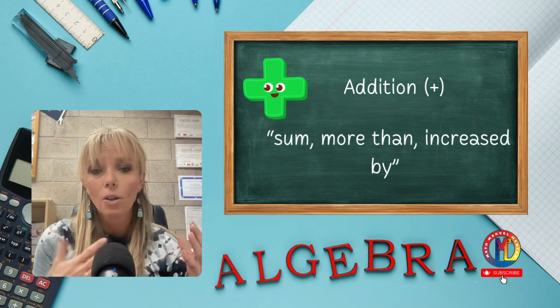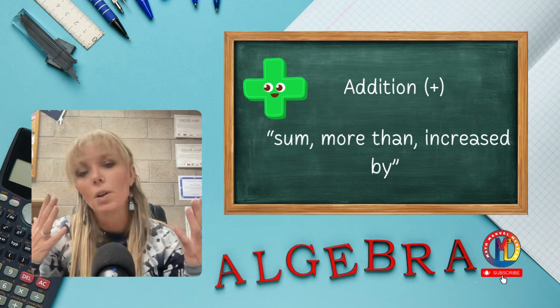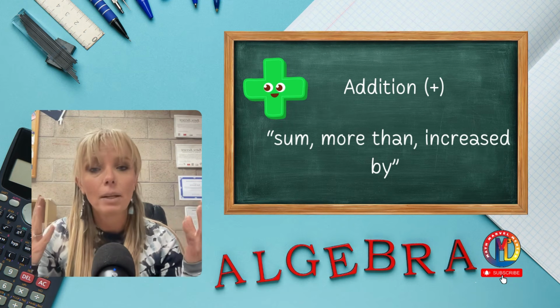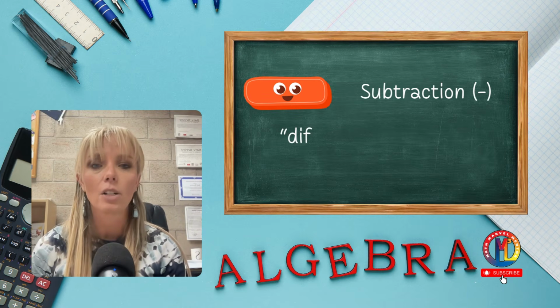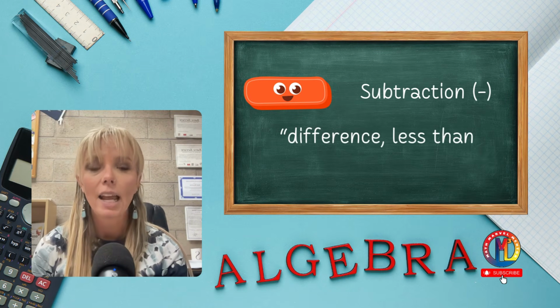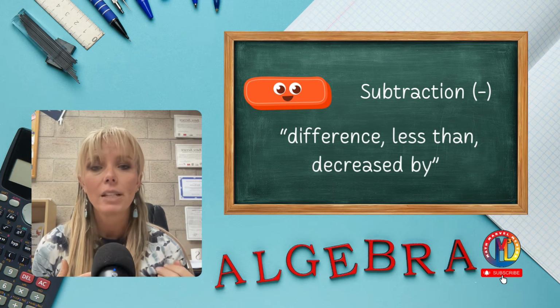So those all kind of give us the red flag warning or insight as like, oh, I'm going to be adding here. Okay, for subtraction, the words that we look for are difference, less than, and decreased by. So when we see those words, we know that we're going to be subtracting.